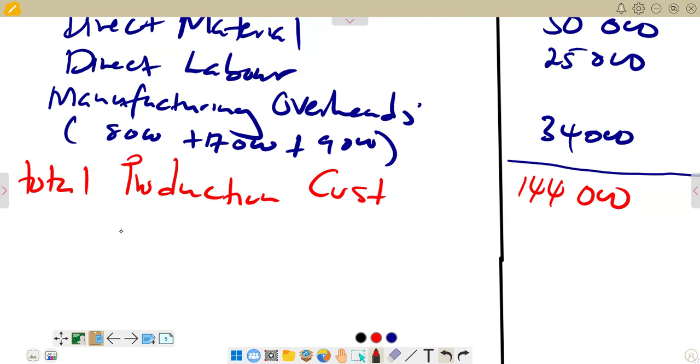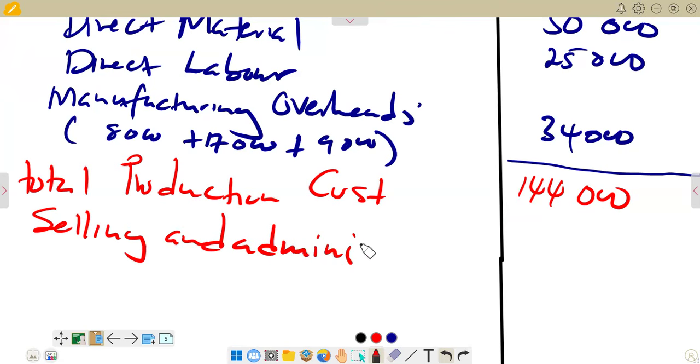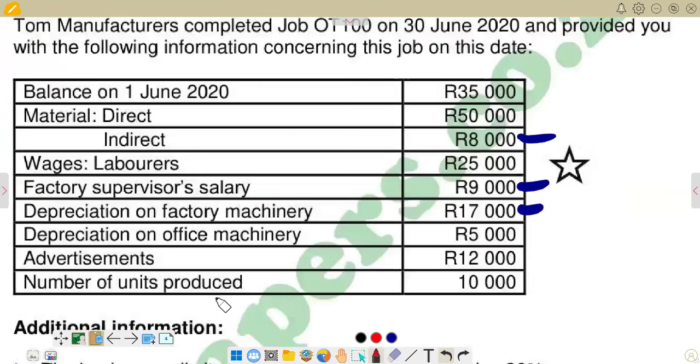So after getting our total production cost, remember we've got selling and administration costs that we need to add, since we want to find the total cost. So we can go there to check what we have in terms of selling and administration cost. We have an advertisement, which is a selling cost of 12,000. Then we've got office machinery, which is administration, at 5,000. So the two are the ones that we have in the question: 12,000 plus 5,000.